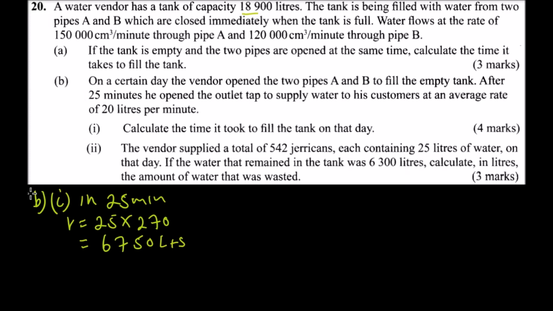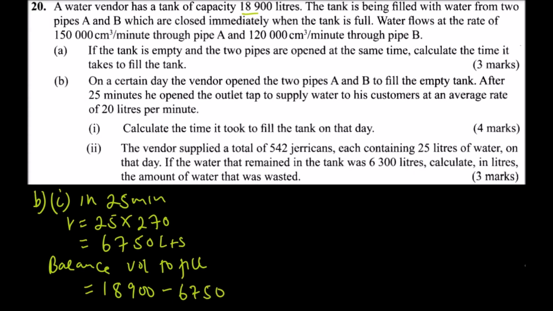Since the volume of the tank is 18,900, we can say balance volume to fill, that is, we subtract from the total volume of the tank, 18,900, what now was in the tank, which is 6,750 liters. So this is going to give you the balance is 12,150 liters. So this is what is to be filled by the pipes. Now the water out, he is supplying water at 20 liters per minute.